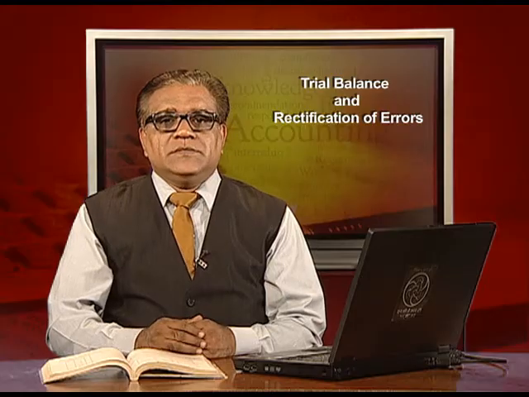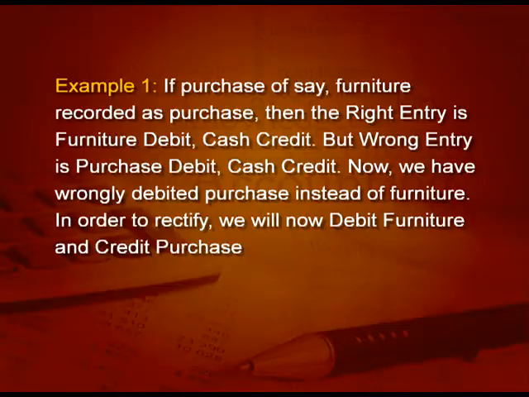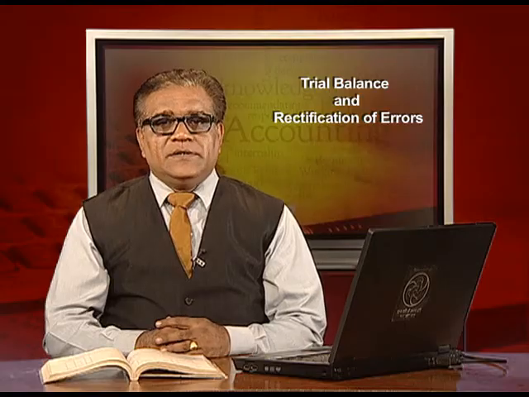To take an example, if purchase of, say, furniture is recorded as purchase, now what is the right entry? Furniture debit and cash credit. But what you have done, the wrong entry, is purchase debit and cash credit. Now, we have wrongly debited purchase instead of furniture. In order to rectify, we will now debit furniture and credit purchase. Take another example.